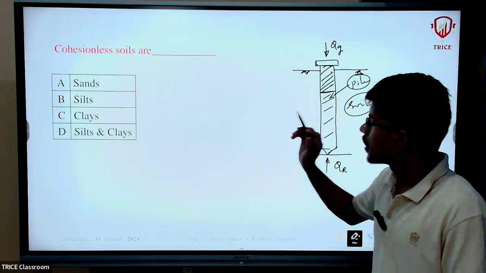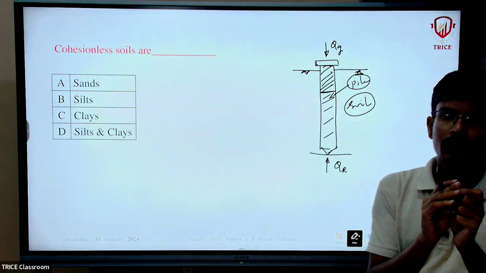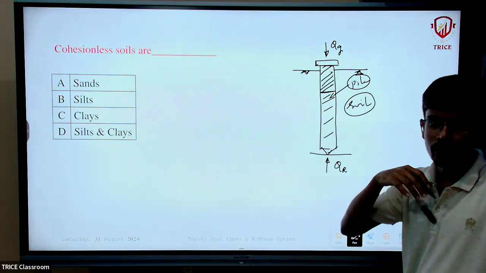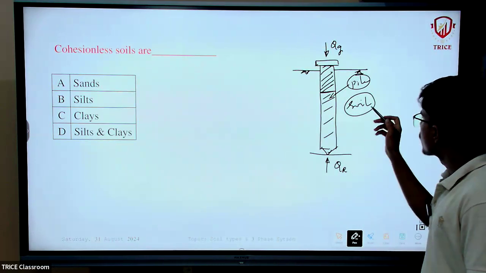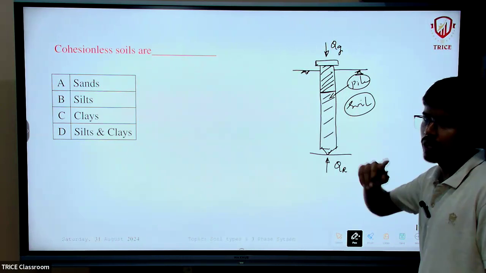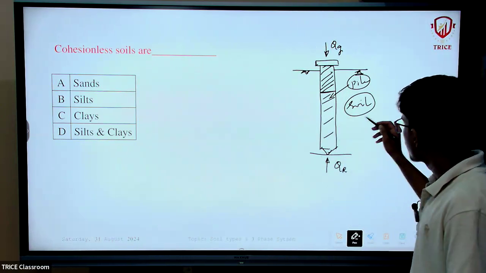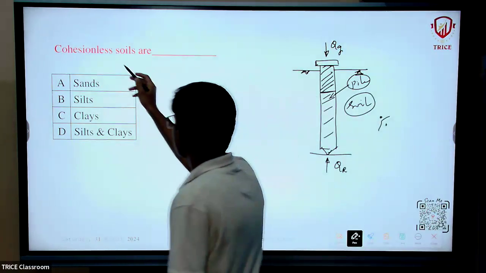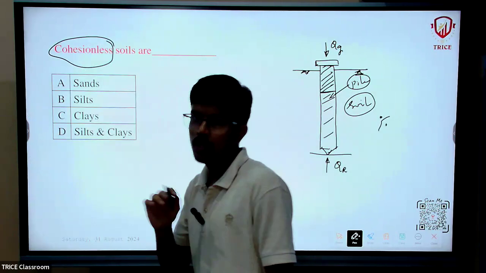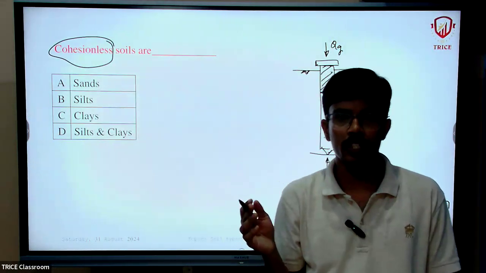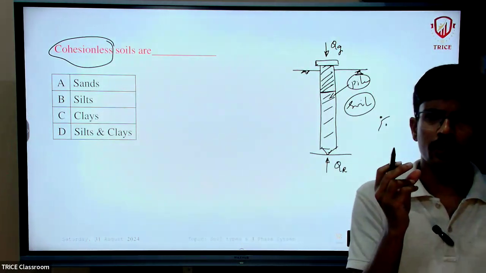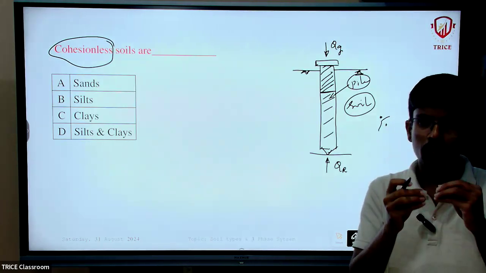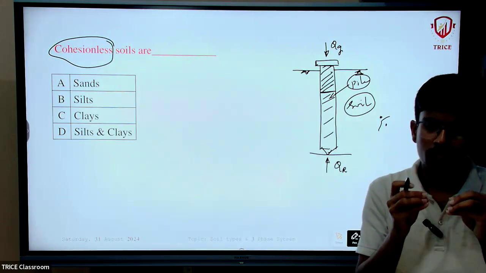When you say cohesion, it is the attraction between the same particles, soil to soil. The attraction between soil and pile material is adhesion. Here, between soil particle and soil particle there is no attraction, so we call them cohesionless soils. There is no attraction between the soil molecules. For gravelly soils or sandy soils, there is no attraction between the particles; they have only friction values.